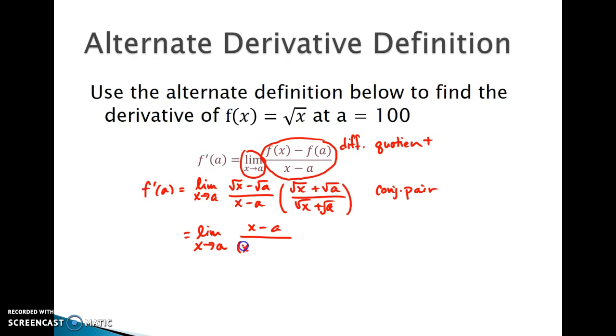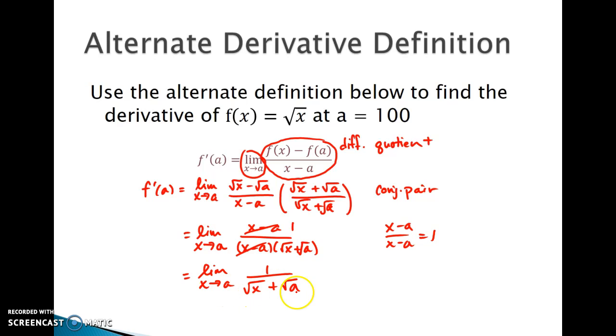And then I'm not going to FOIL out my denominator, because if I don't FOIL it out, it's easier to see that my x minus a's cancel and make 1. So x minus a over x minus a equals 1, and so I'm able to cancel those out. So then I have the limit as x goes to a of 1 over root x plus root a, and now x is going to a, so I have 1 over 2 root a, which is the same answer that I got in the previous problem, because they're both the derivative.